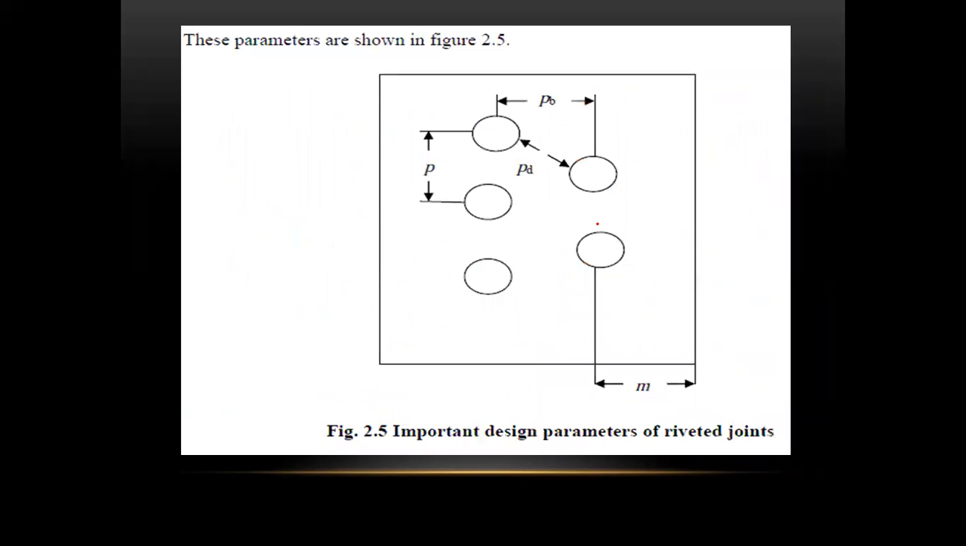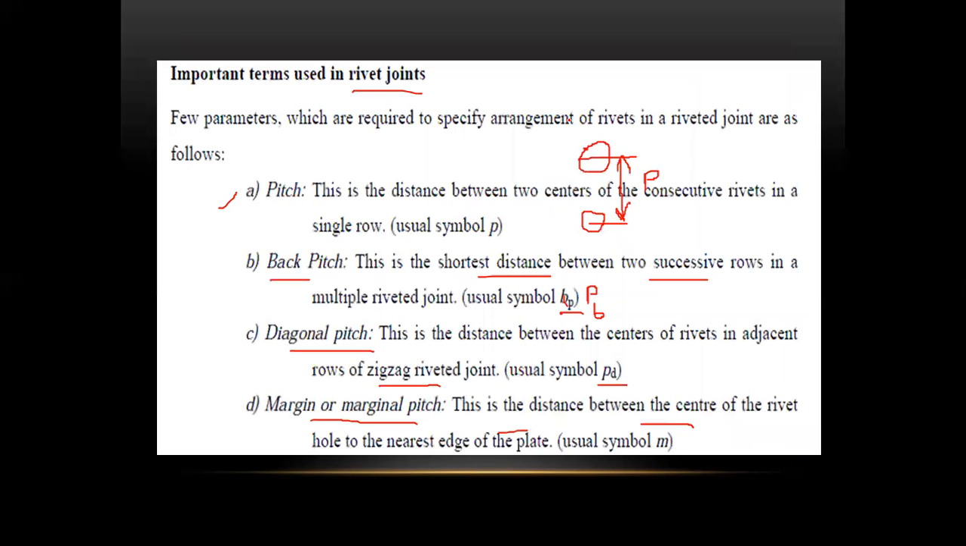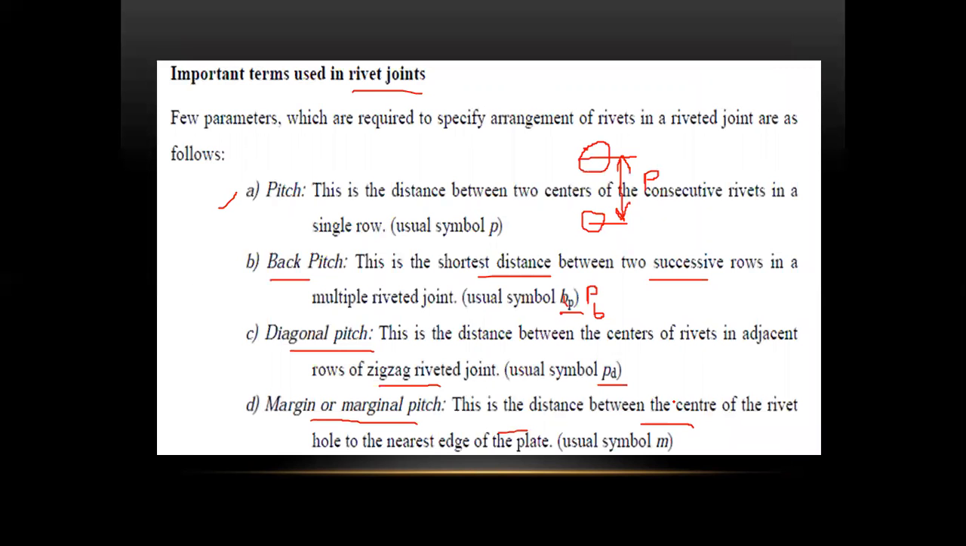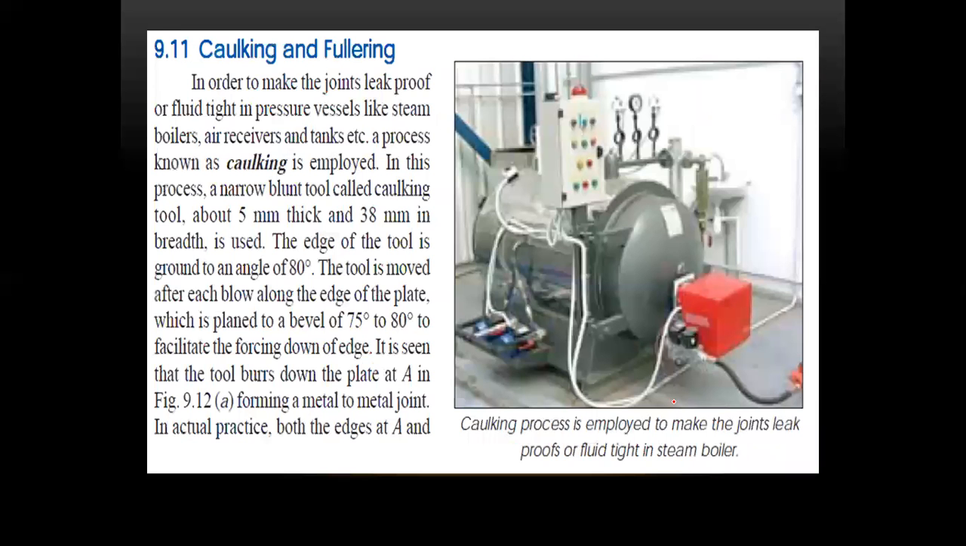Next, see the parameters. Correctly, the four things we discussed. So the pitch, from this center to this center. Next, from this center to the center in this row is a PB. Okay, what is the PB here? Back pitch. From here to here, or here, we are calling them as a PD. Next, from here to the edge of the plate, that is a M. M is a margin or marginal pitch.